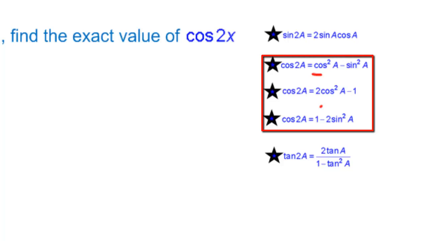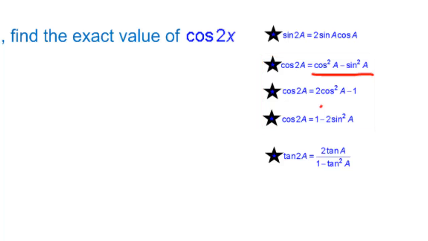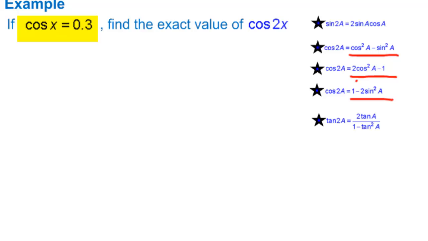It turns out we have three different possibilities for the cosine of 2x. We have cosine squared a minus sine squared a, or 2 cosine squared a minus 1, or 1 minus 2 sine squared a. Now, given the fact that we only have information about cosine x, I'm going to choose this second representation, since it's the only one that uses cosine of an angle and only cosine of an angle.